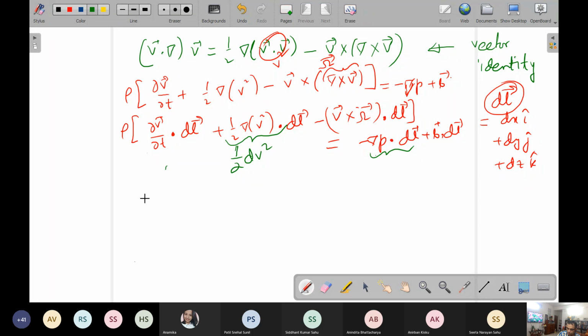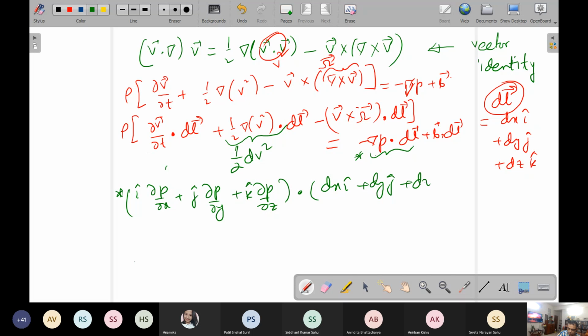So the pressure gradient dot with, so this is nothing but dp. So I'm just writing this as dp.